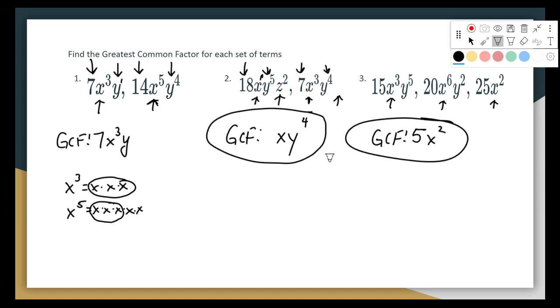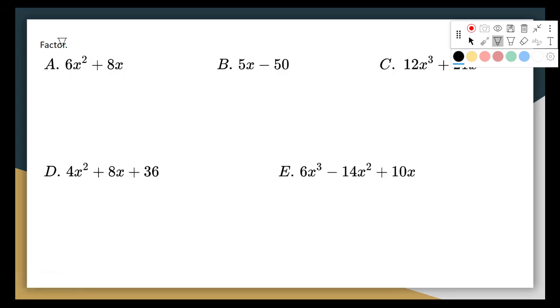Now we're going to use the GCF that we find to undistribute or factor our polynomials. In letter A, we want to factor, okay? We want to undistribute. We have 6x squared plus 8x. Start with the numbers. The GCF between the 6 and the 8 is 2. Okay, and then we have 2 powers of x here, 1 power of x there, so I can put 1 power of x out.